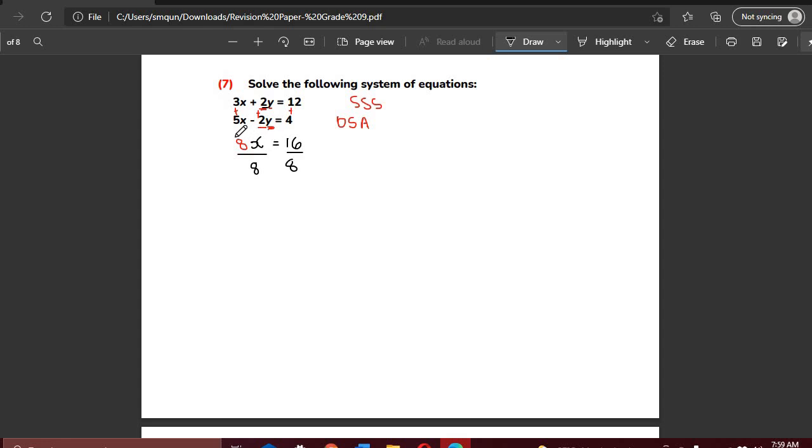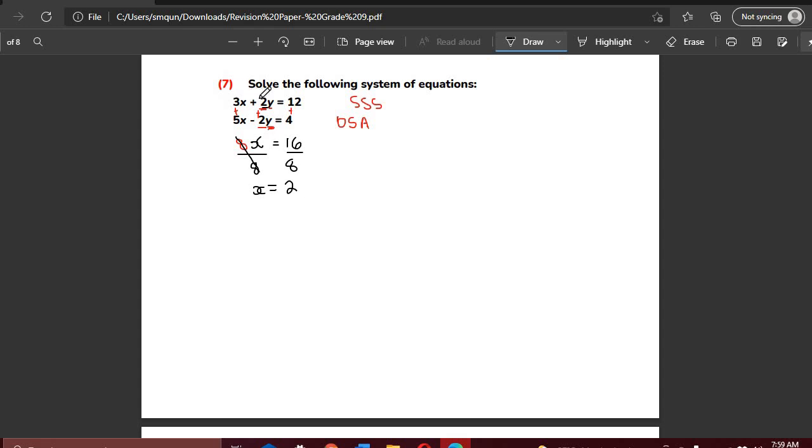Okay, so once you've done that, you can just go ahead and cross out that 8 to show that it's gone from this side. Then we can solve what is on the other side. Okay, so 8 into 16 would be 2 times. So x is equal to 2. But we're still not finished.